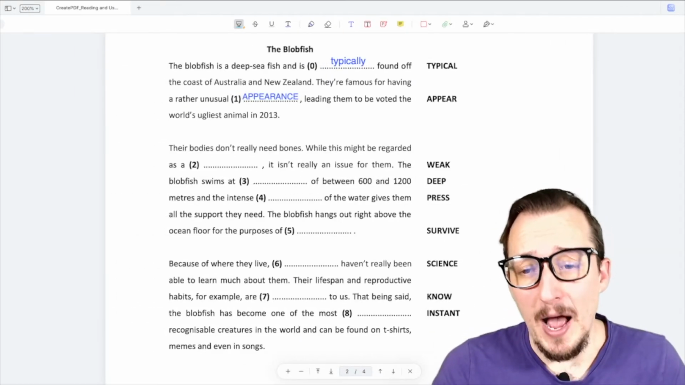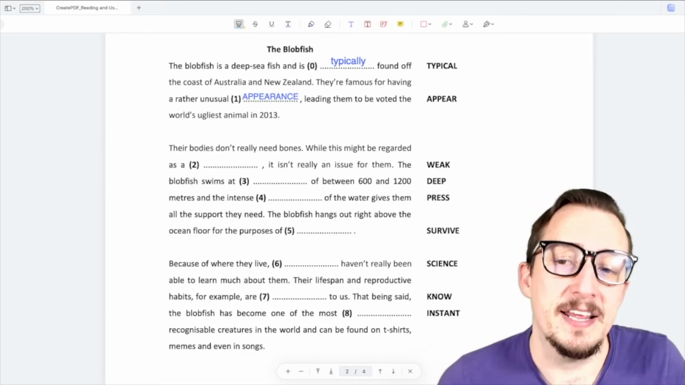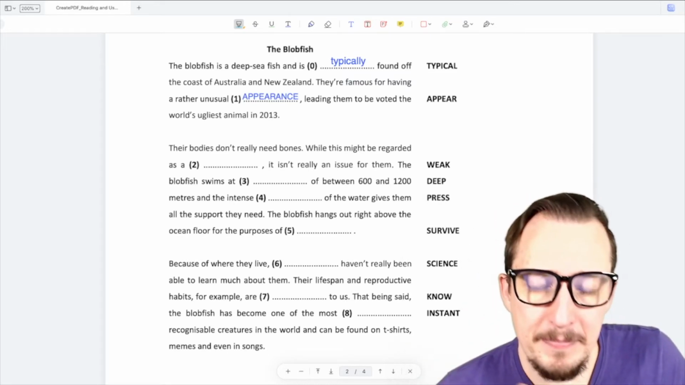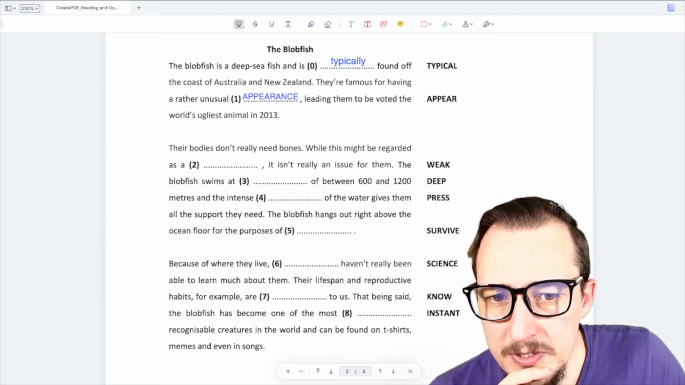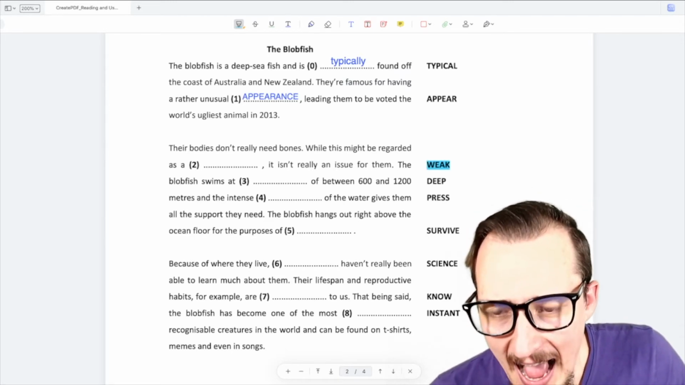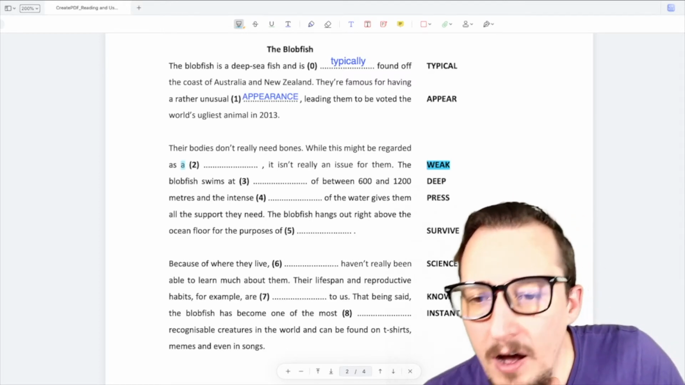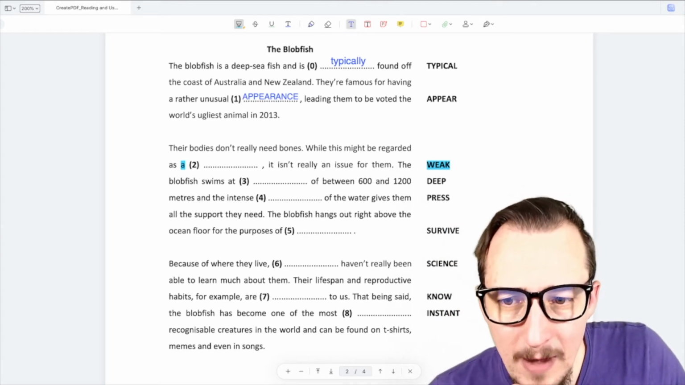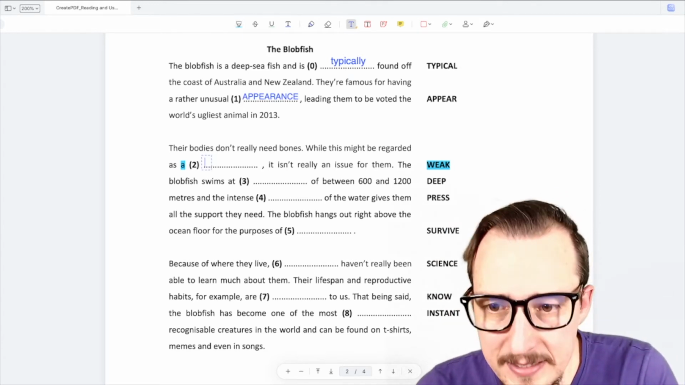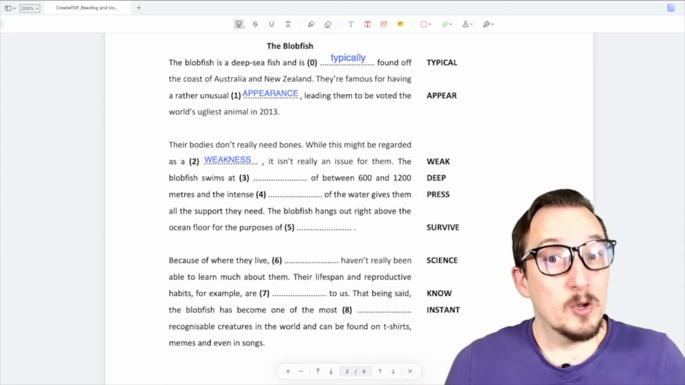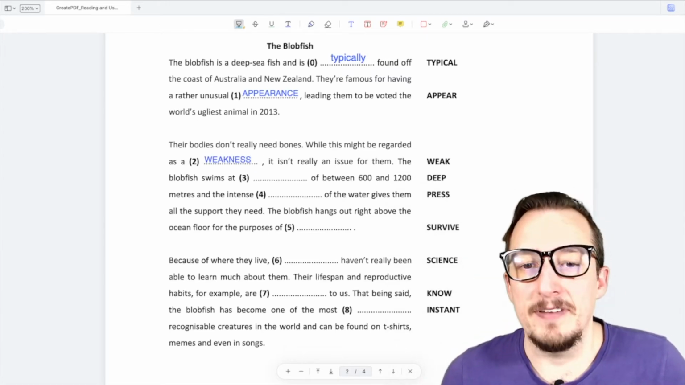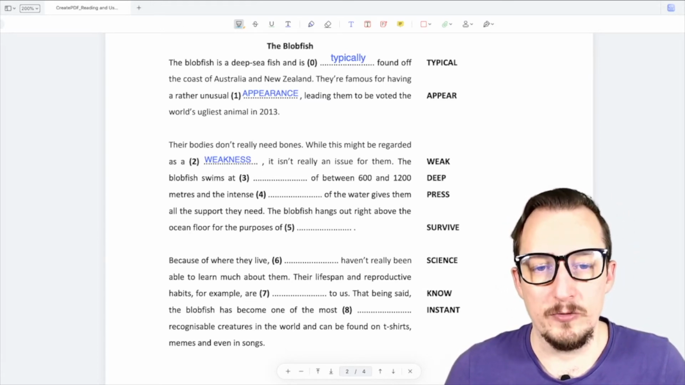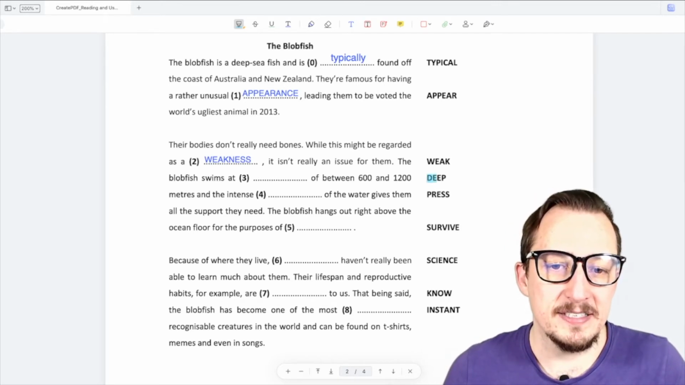Okay, so gap 2, and we come into the second paragraph and it reads, their bodies don't really need bones. While this might be regarded as a gap, it isn't really an issue for them. So the stem word is weak. And again, because it sets up with an article here, so we know we need the noun form of the word weak. And the correct answer would be, in this case, weakness.